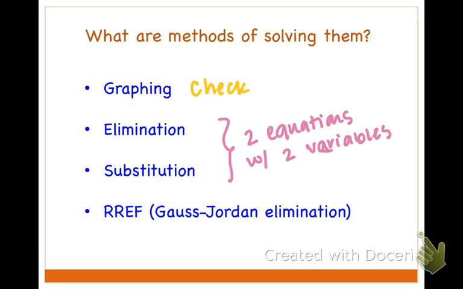This last one, RREF, row reduced echelon form, is also called the Gauss-Jordan elimination method, which you may see in your homework. This is when we have three variables or more. We could have three variables or three equations, or even more: 4, 5, 6. And this is when we use the matrix functions on our calculator.